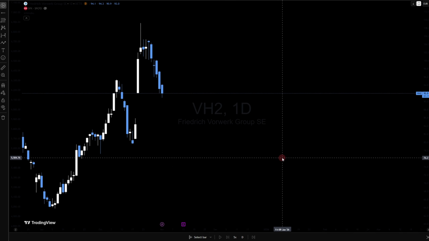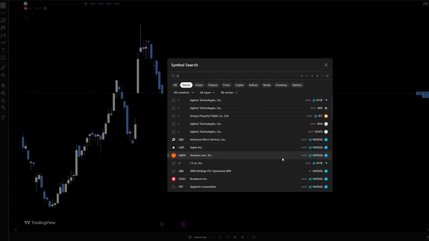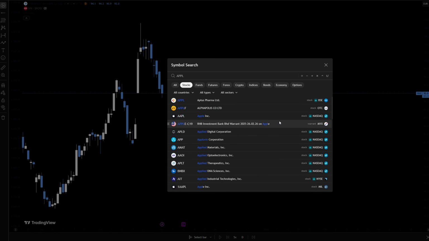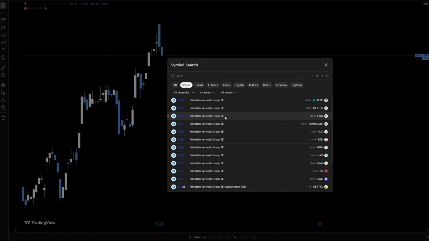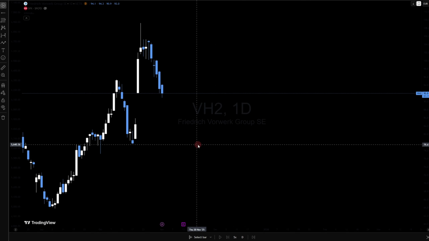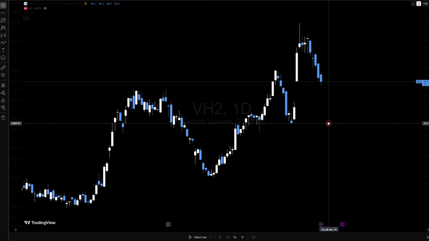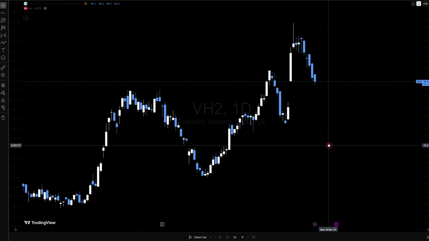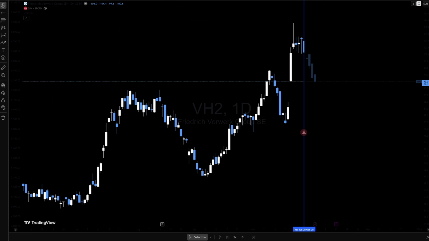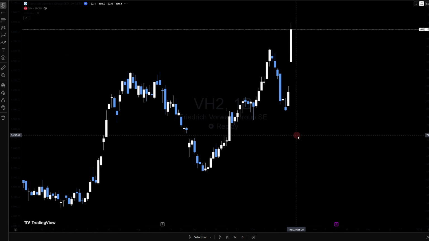If I want to change tickers, I can just type straight in on the keyboard, Apple, for example. Apple, it pulls up the chart. So we're actually looking at Friedrich Vorwerk Group, which is one of the stocks that came out of the screening process in the last video. It's on the German exchange. So for this demonstration of Ichimoku, I want to just take you back to this bar here.